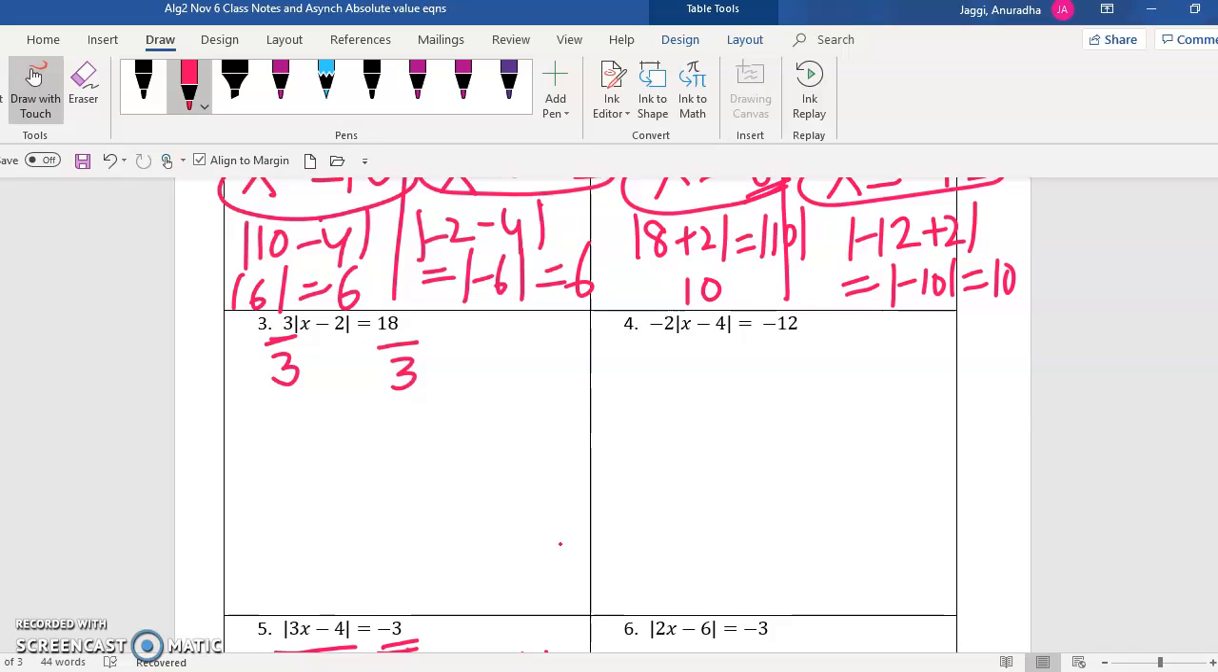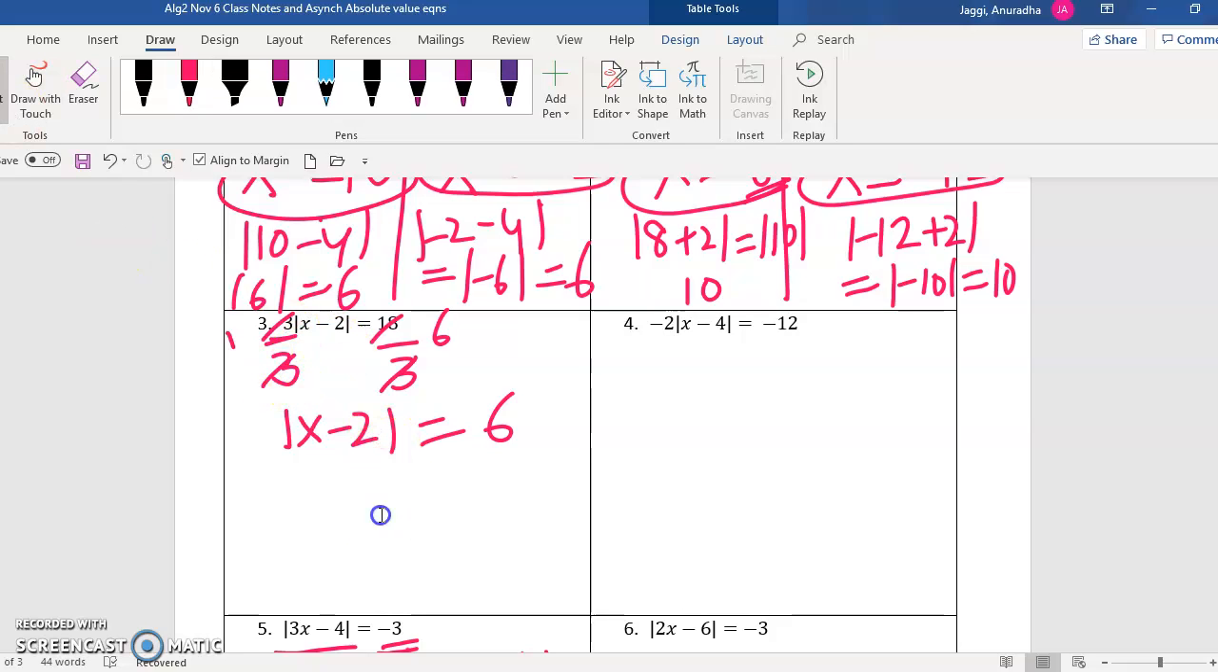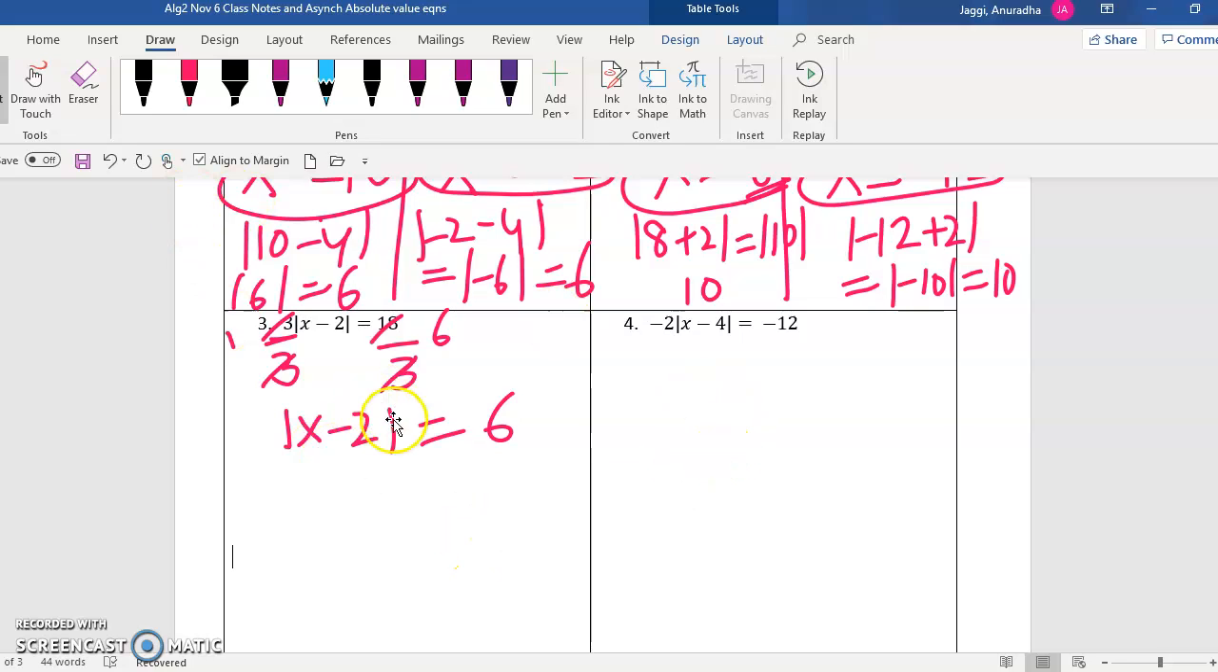Now 3 goes into 3 one time. So we get x minus 2 is equal to 3 goes into 18 six times, so 6. And now we are ready to split this equation. What is the condition for splitting the equation? The left hand side should only be inside the absolute value sign and the right hand side should be positive.